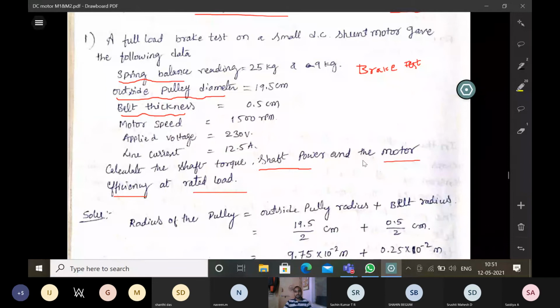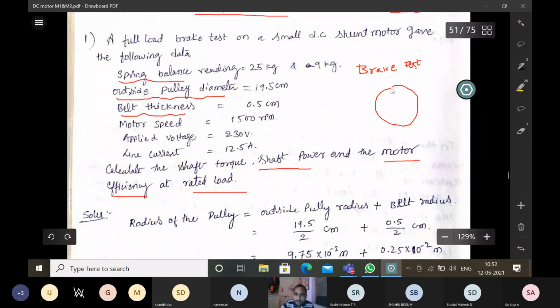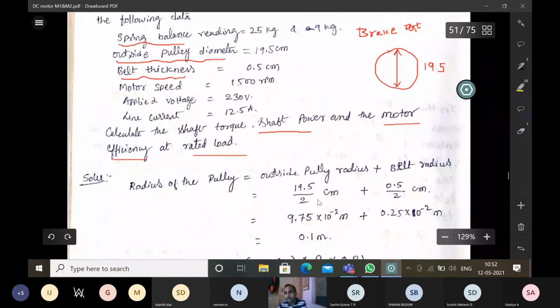So note down these things. First, find out the radius of the pulley. The diameter is given, the total diameter, in centimeters. The outside pulley diameter is 19.5 centimeter. We want the radius, so 19.5 divided by 2. Diameter divided by 2 will give the radius, right?